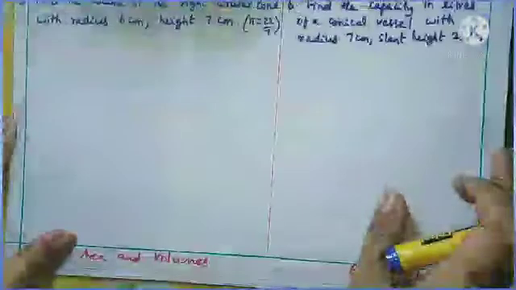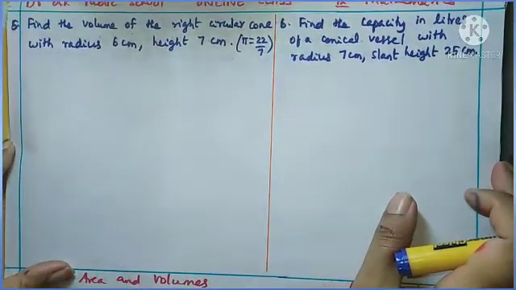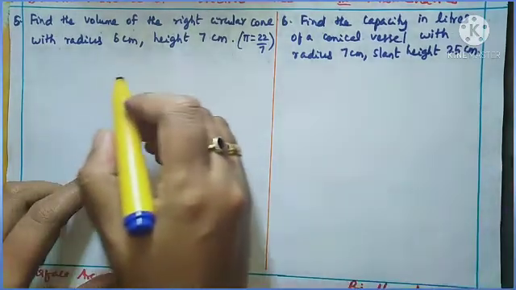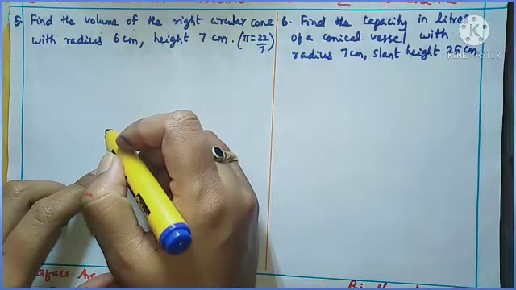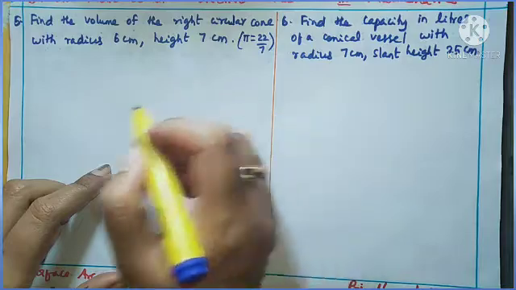Now we are moving to the next type of problems in right circular cone, that is how to find the volume of the right circular cone. All of you remember the volume formula? Yes, volume of the cone is 1 by 3 pi r square h cubic units.